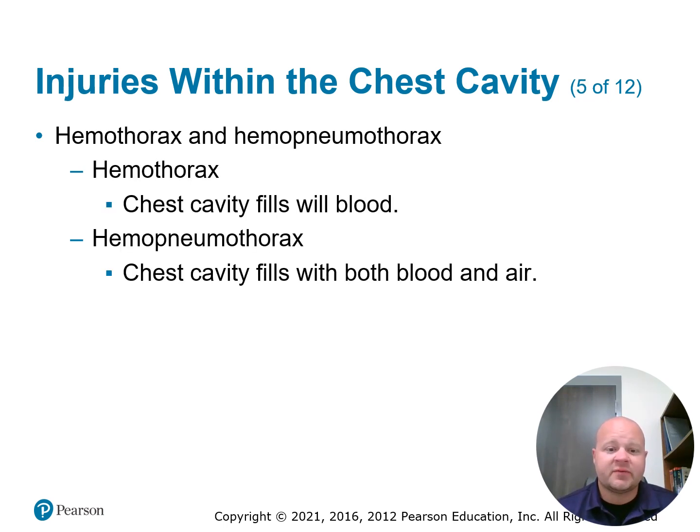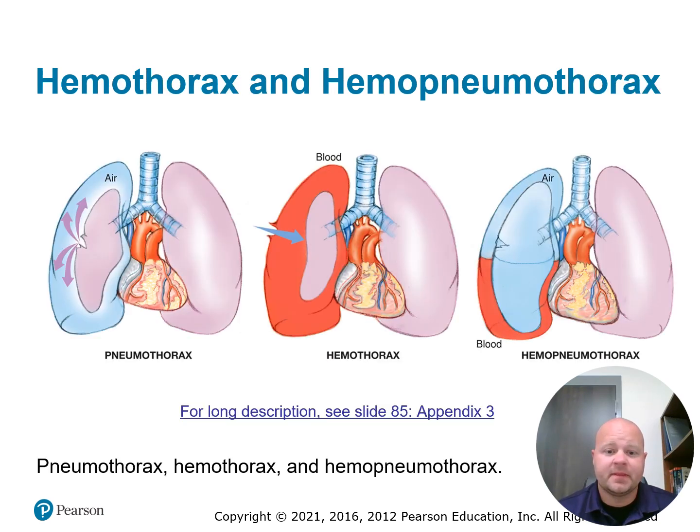So a hemothorax is where the chest cavity fills with blood. A hemopneumo fills with both blood and air. So here's a little diagram of the three different pneumothorax, hemothorax, and hemopneumothorax.